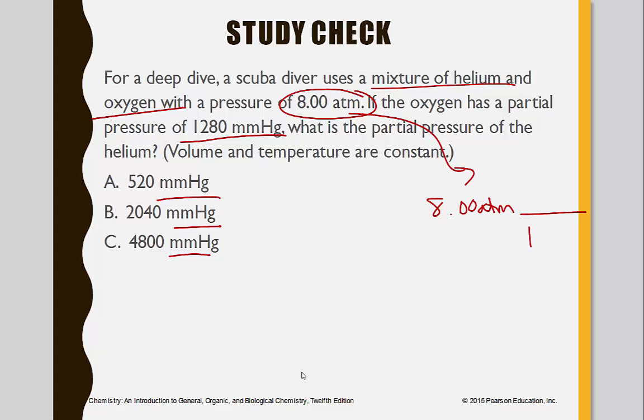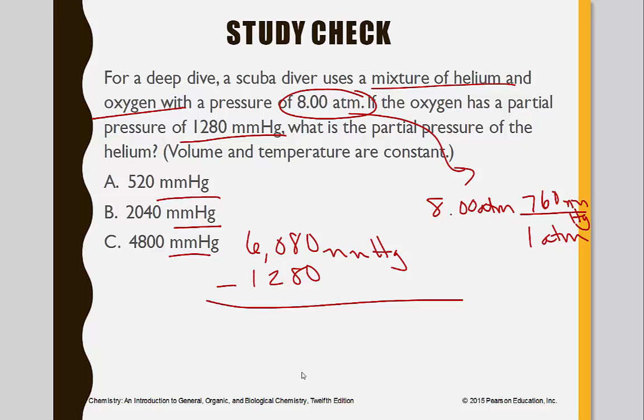So in every atmosphere, there's 760 millimeters of mercury. So 8 times 760 is 6,080 millimeters of mercury. That's going to be the total. If oxygen makes up 1,280 millimeters of this, that leaves 4,800 millimeters of mercury for the helium. All I did was subtract, and that gives us C. And that is how you calculate partial pressures.